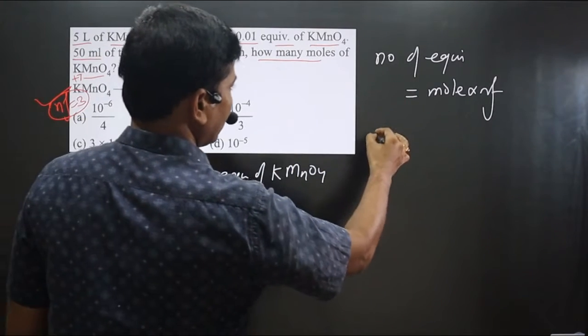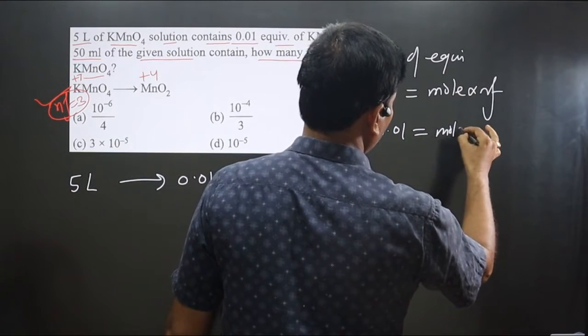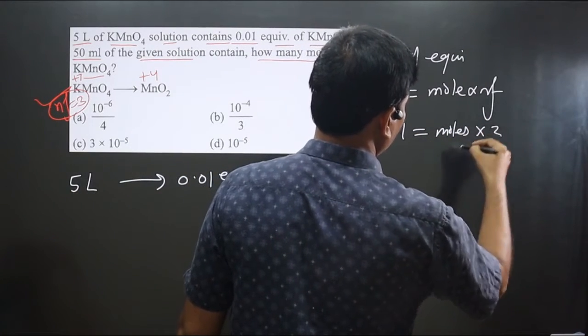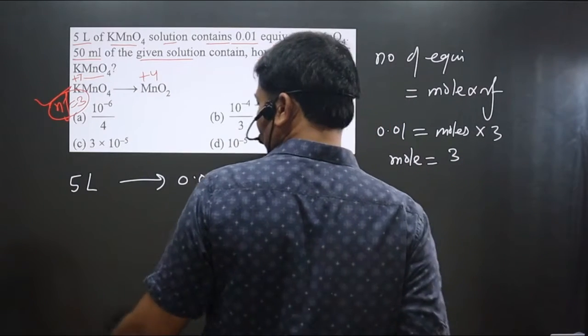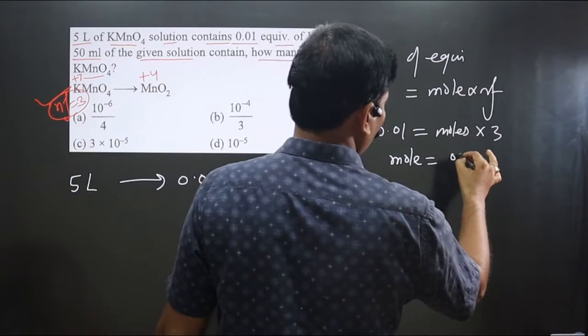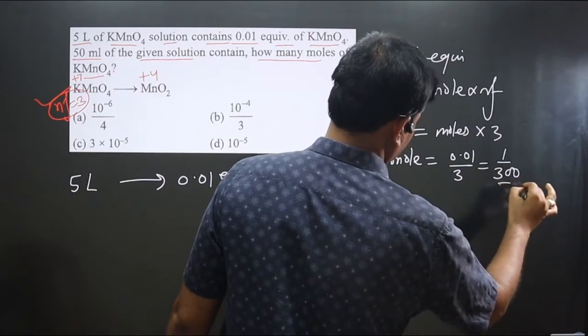We have number of equivalence, 0.01, is equal to moles of KMnO4, which is what we have to calculate, multiplied by n factor value 3. So moles is equal to, sorry, it is supposed to be 0.01 divided by 3. I can also write 1 by 300.